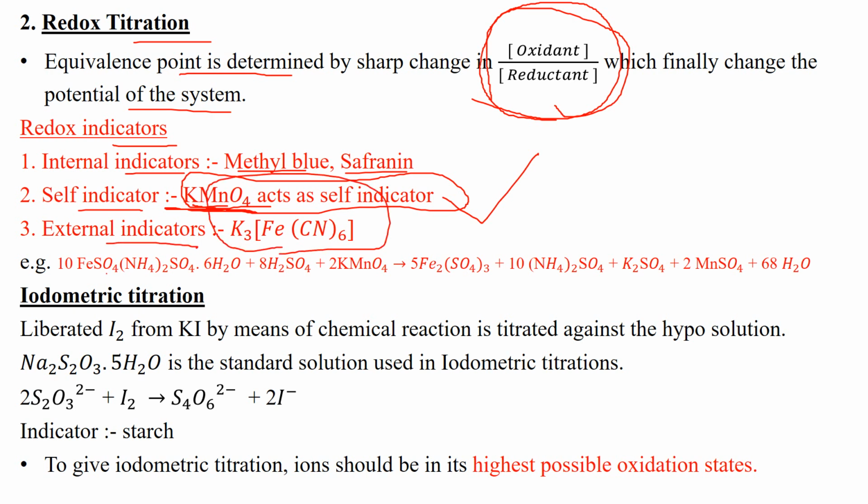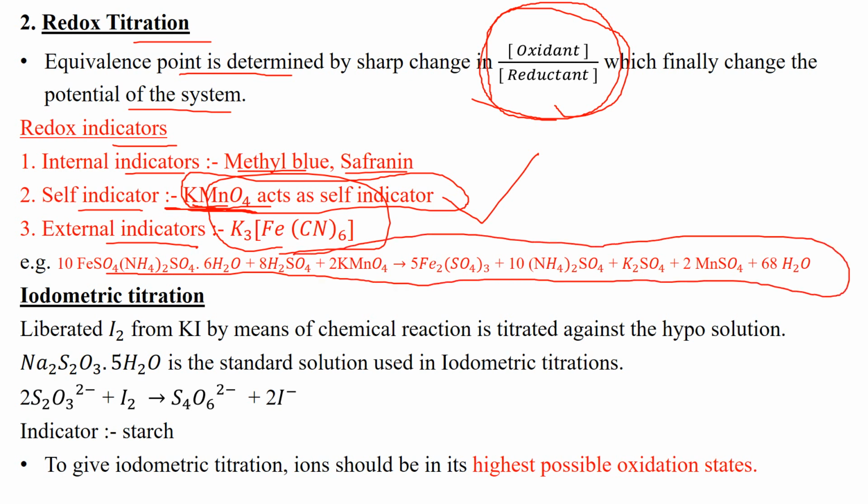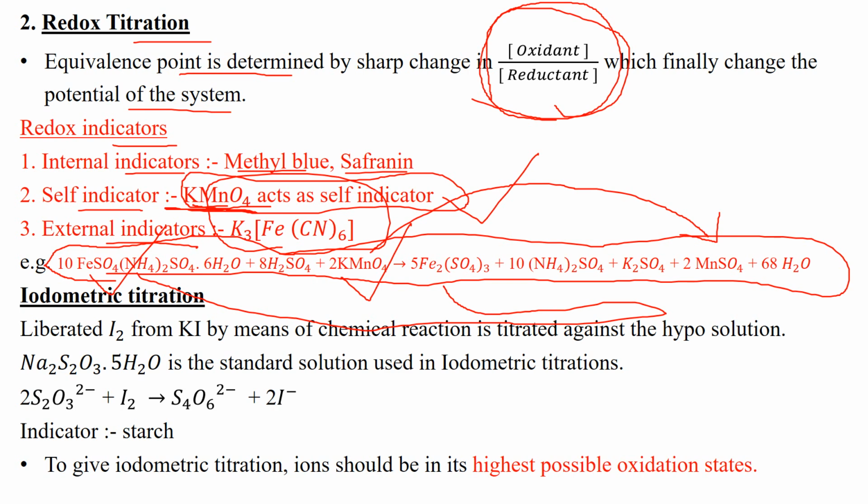So here is the reaction between Mohr's salt and potassium permanganate. This is an important example of redox titrations. This is Mohr's salt and here is potassium permanganate. During the titration, potassium permanganate changes to MnSO4, that is, it is reduced, and the Mohr's salt changes to Fe2(SO4)3, that is ferric sulfate. The Mohr's salt changes from Fe2+ to Fe3+, and the KMnO4 changes from Mn+7, that is, the oxidation number of manganese in KMnO4 is +7, to Mn+2.